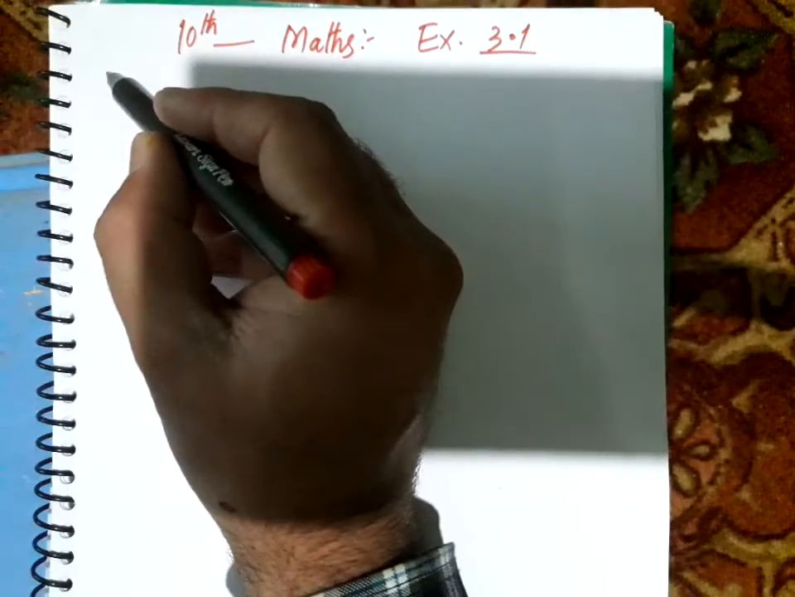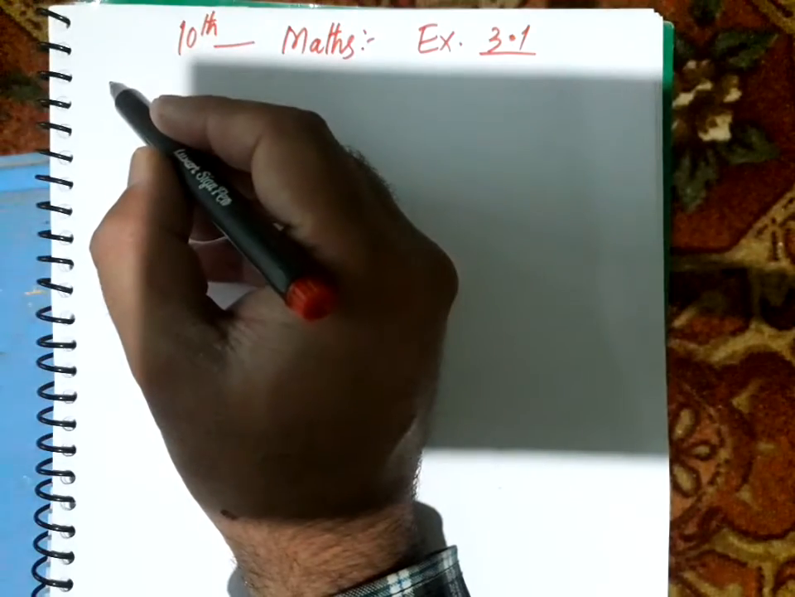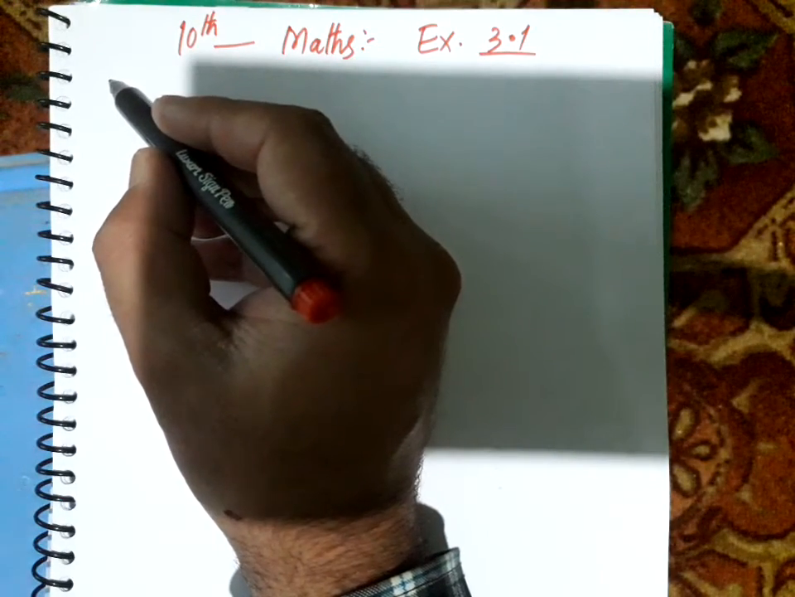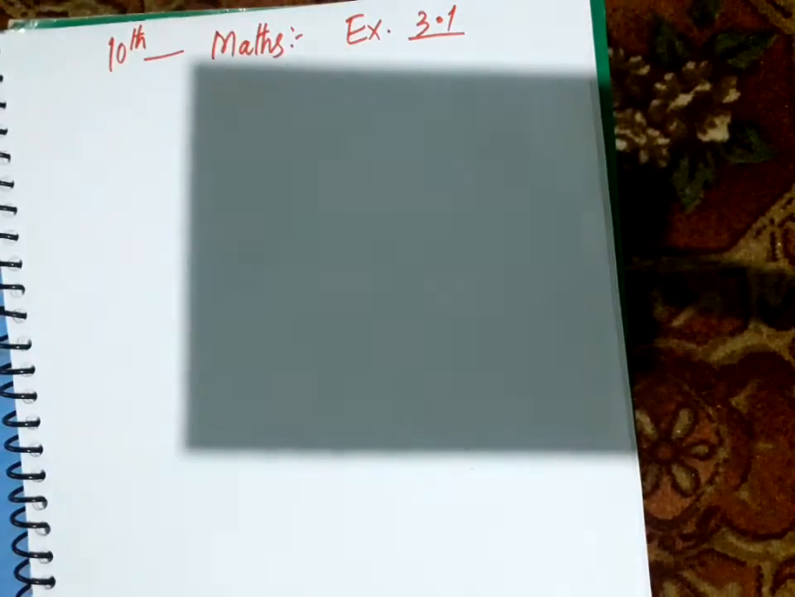Students, Assalamu Alaikum. Today we will learn how to convert a word problem and situation into an algebraic equation. That is, we have to represent a situation into a pair of linear equations in two variables.